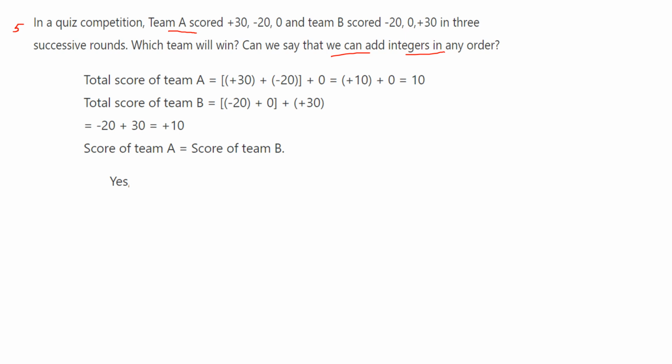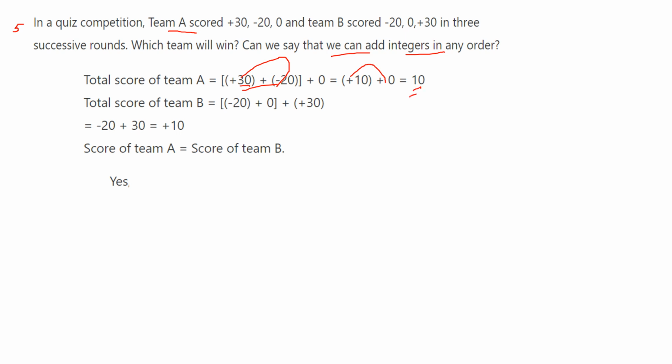So first we will find the total score of team A, that is 30 plus minus 20 plus 0. First 30 minus 20: one plus, one minus, so subtract and put the greater number's sign. 30 minus 20 is 10, the greater number's sign is plus, so plus 10. 10 plus 0, any number with 0 gives the same number, so 10 is the answer.